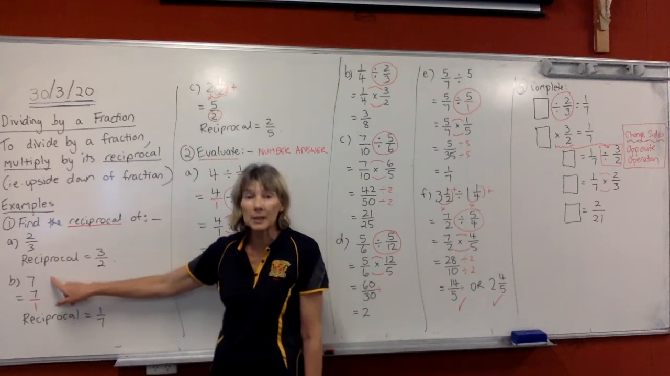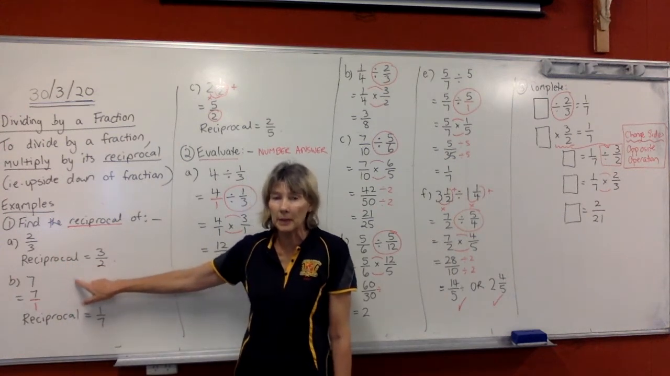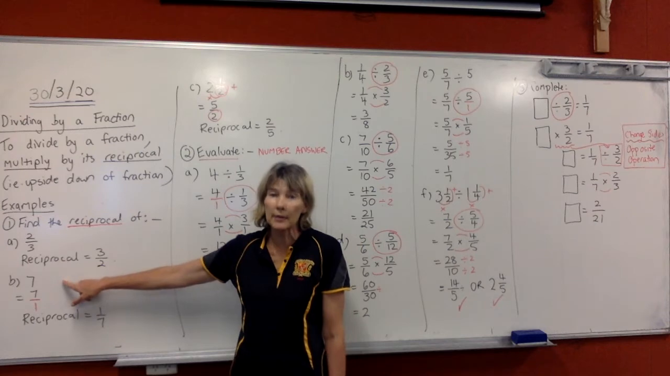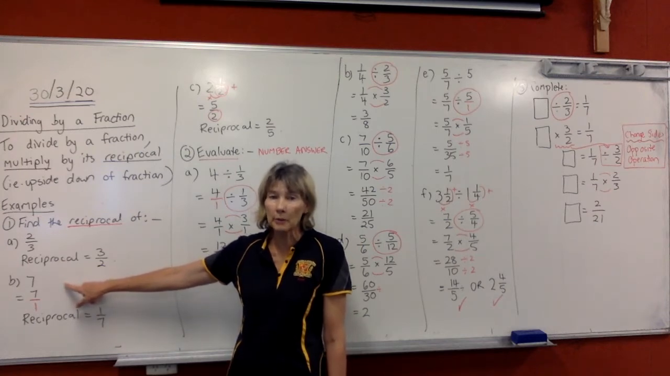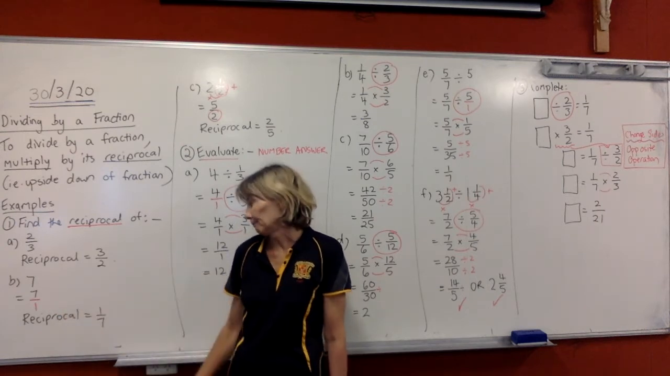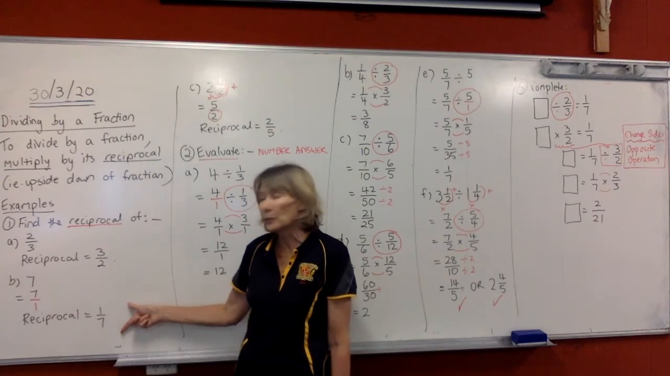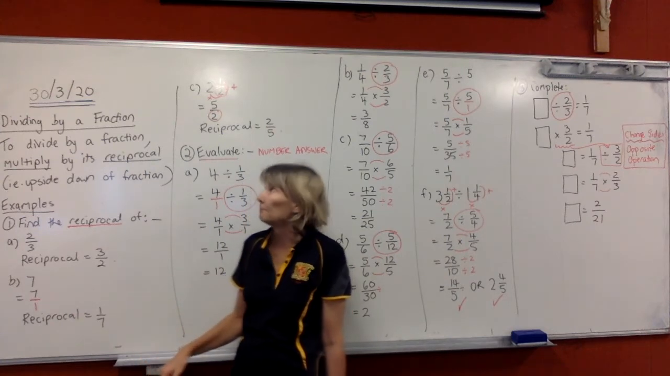The next one, we're looking at 7. You can't flip that if you don't have a fraction to begin with. So we have to write 7 as a fraction. And you should know by now that whole numbers can be given a denominator of 1. So once it's written as 7/1, then you can flip it and the reciprocal equals 1/7.